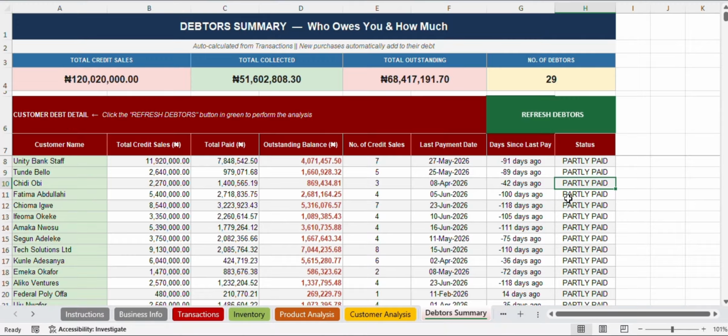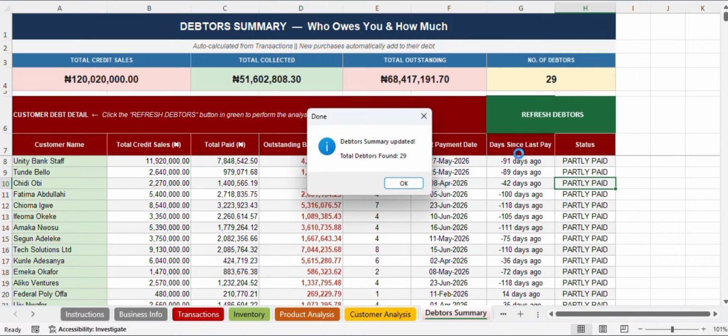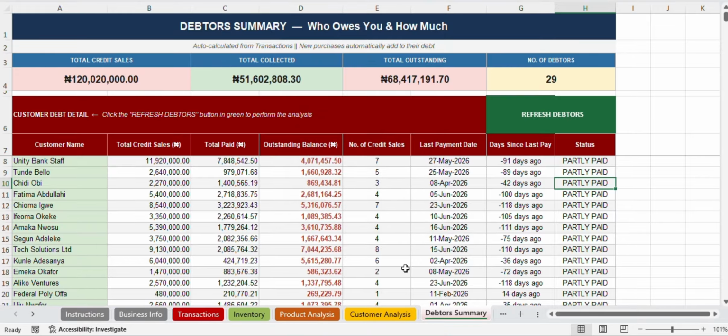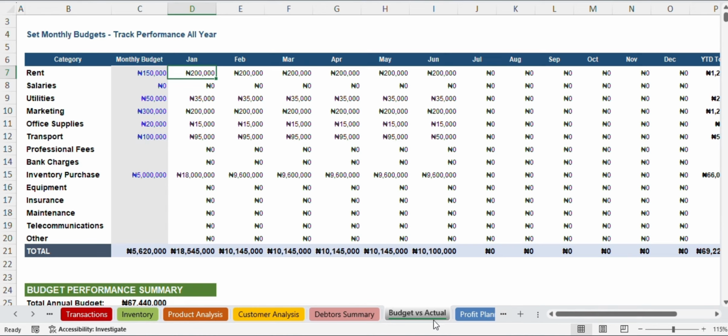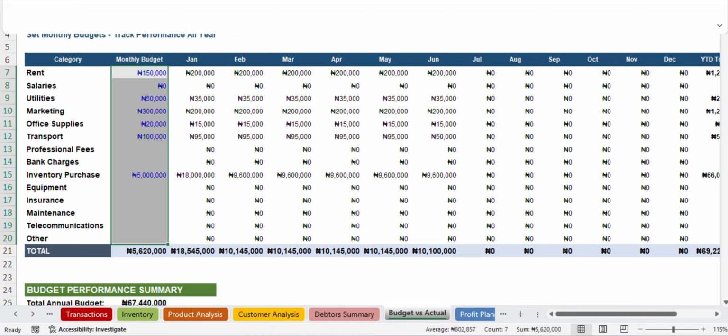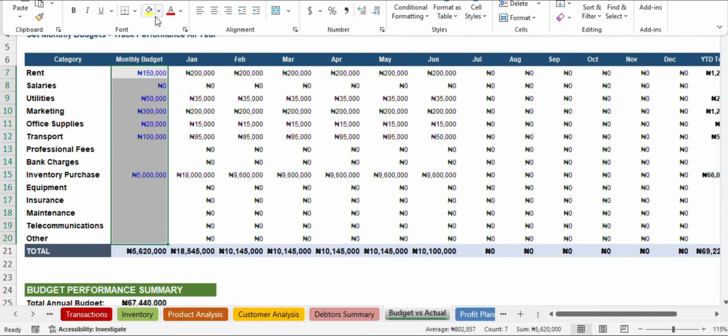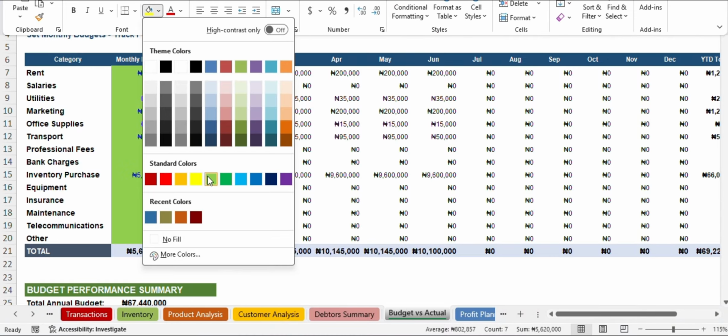All you just need to do is click on the refresh, and then that is it for the debtor summary. All right. We're going to breeze through budget versus actuals. Again, the only thing you need to do here is, I think I also need to color this as well. Let me just color it olive green so that everybody gets it.